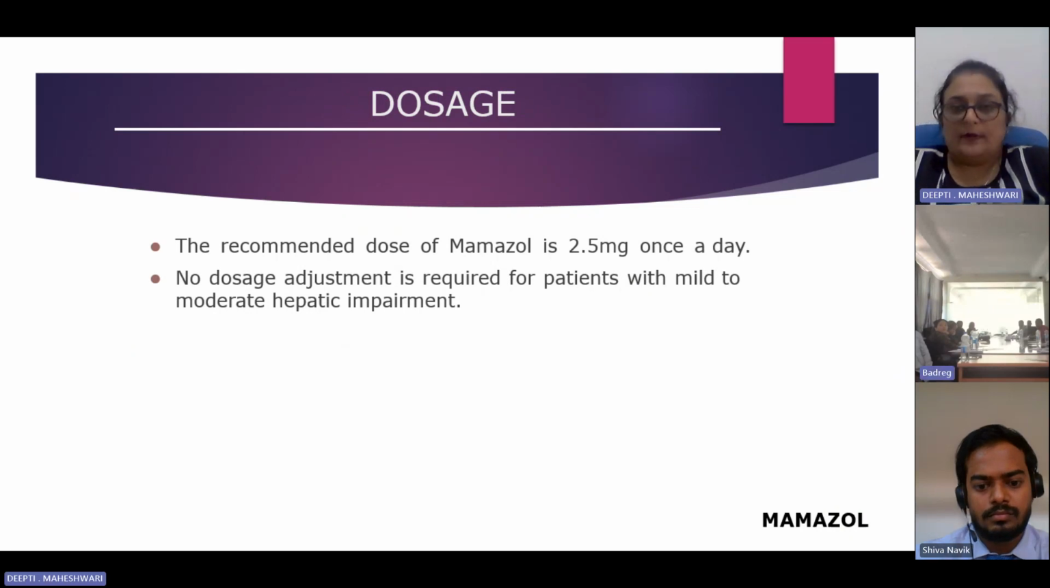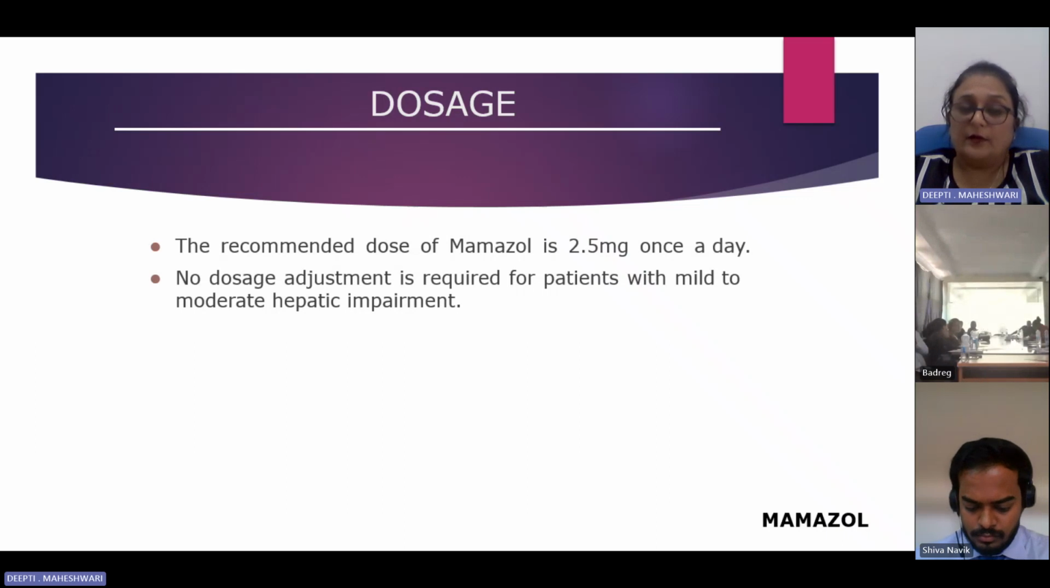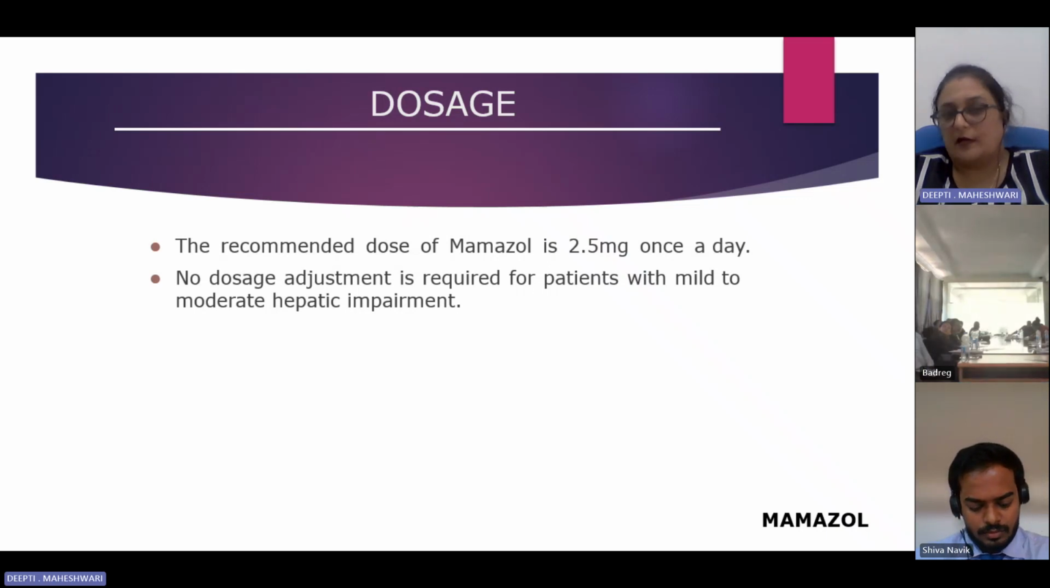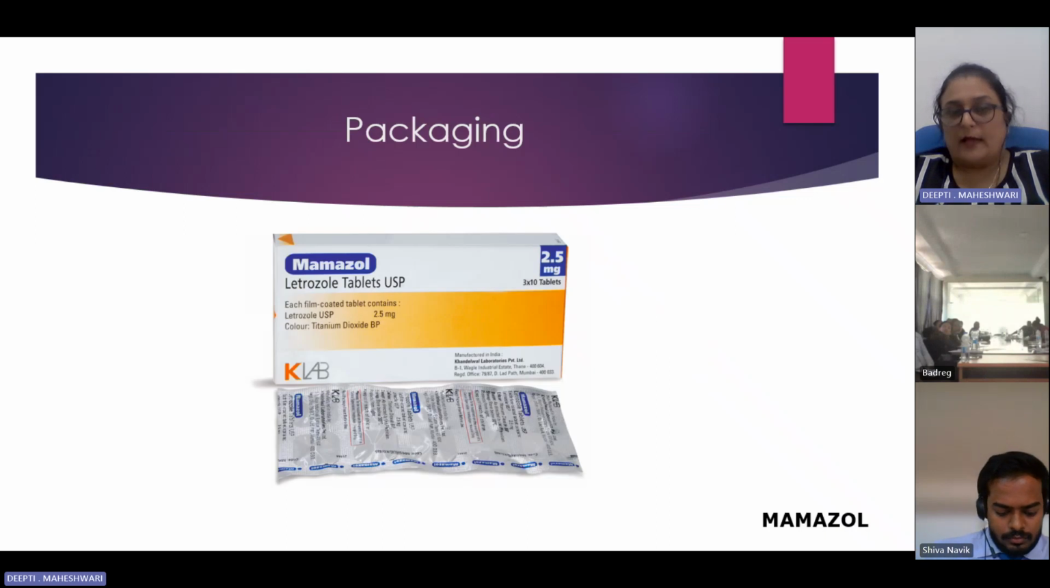The dose is very simple, 2.5 milligram once daily. It's a flat dose, 2.5 milligram once a day. Patients generally continue it for 2 years, 5 years. There are data where patients have continued letrozole for beyond 5 years also. No dosage adjustment is required for patients with mild to moderate hepatic impairment. Your pack is like this. This is a pack where letrozole tablets are of 2.5 milligram. One strip has got 10 tablets, and 3 such strips are packed in one monocarton.